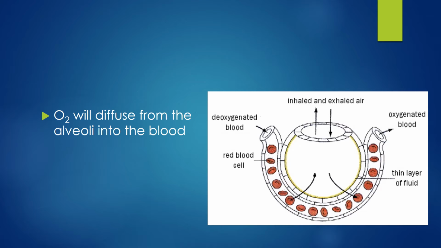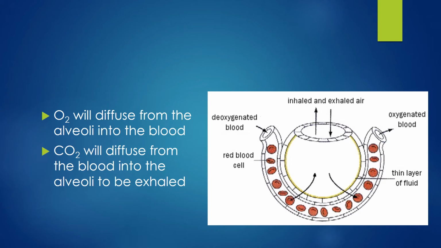The alveoli are thin-walled and look like tiny bubbles within the sacs. The alveoli are in direct contact with the capillaries of the circulatory system. Such intimate contact ensures that oxygen will diffuse from the alveoli into the blood. In addition, carbon dioxide will diffuse from the blood into the alveoli to be exhaled.